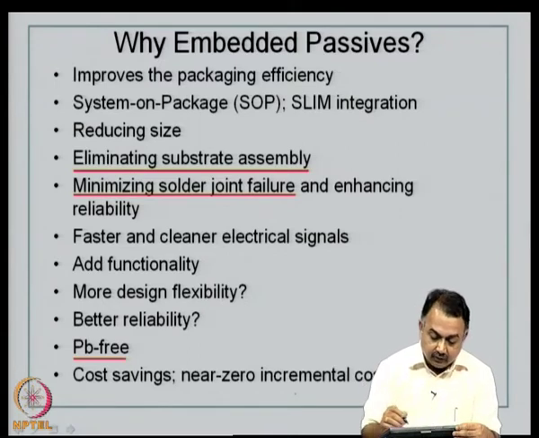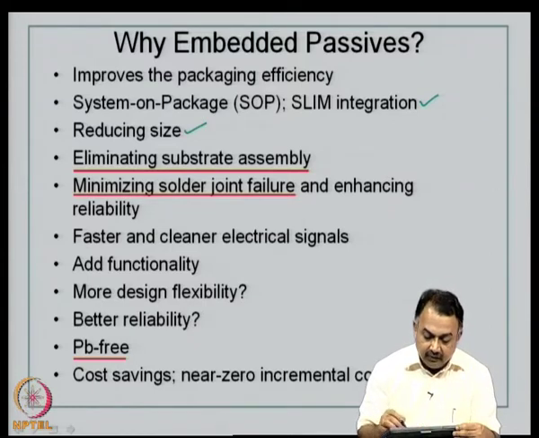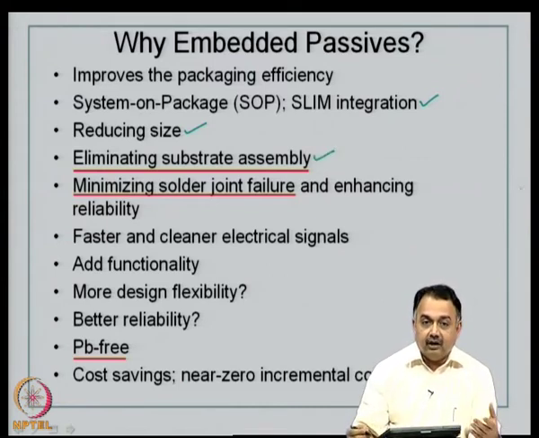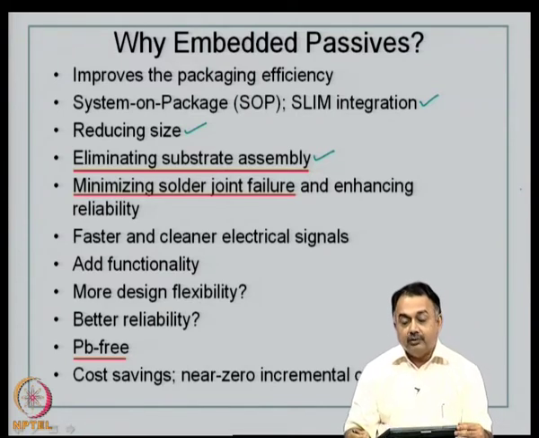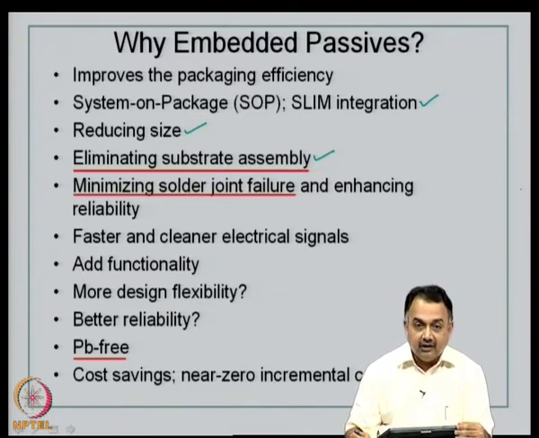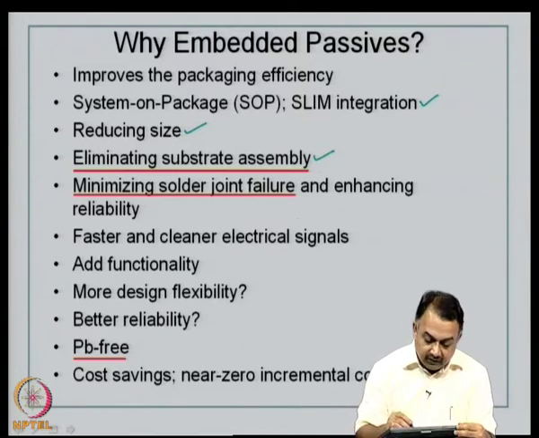Just now I talked about SOP slim integration. Then we have to aim at reducing the size of the components. It eliminates the substrate assembly altogether. So, if you have for example, 100% embedded passives or 95% embedded passives in your design, you can do away with most of the soldering or joining methods, and thereby reducing the risk of failure arising out of solder joints, minimizing solder joint failure and enhancing reliability.